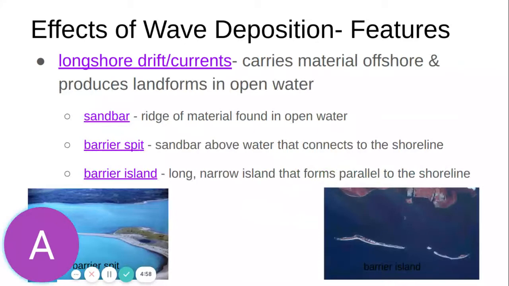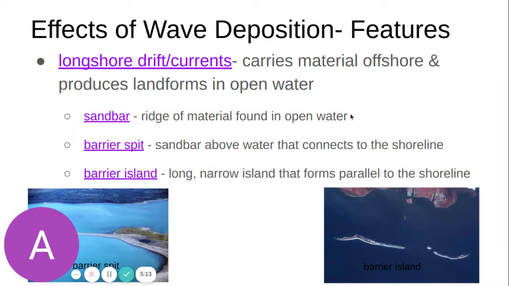Now, there are features that can be formed due to longshore drift currents, and these are a sandbar, a barrier spit, and a barrier island. So a sandbar is a ridge of material found in the open water.